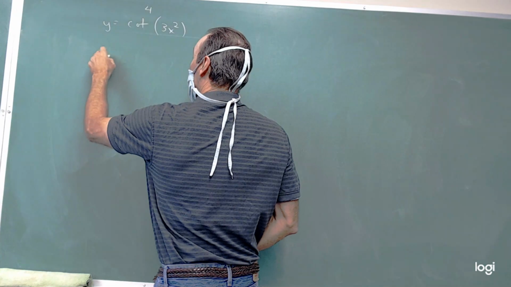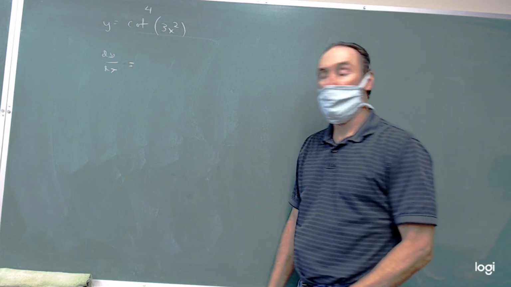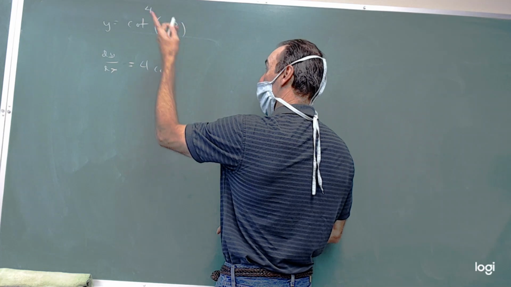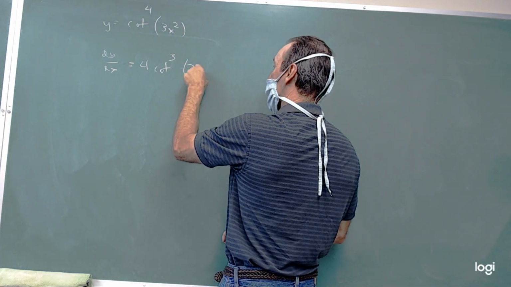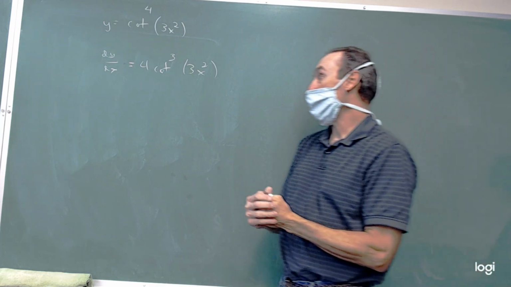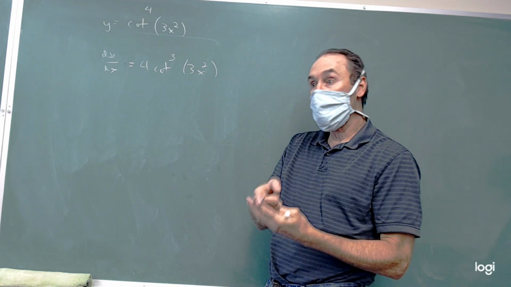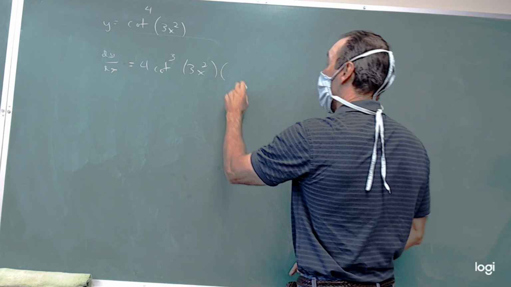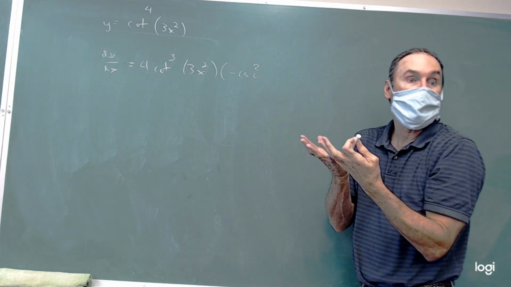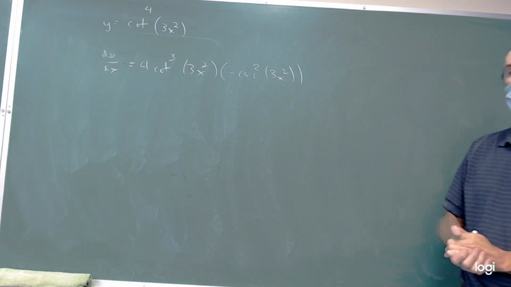So our dy dx, since the outermost one was the 4th power, we're going to do what? 4 cotangent to the 3rd, and everything else stays the same. So now we're done with that. So we're going to multiply by, what's the next layer? What are we going to differentiate next? The cotangent. And the derivative of cotangent is? Negative cosecant squared x. Nice. And u is 3x squared in this case. Right. So negative cosecant squared of u, whatever that may be.